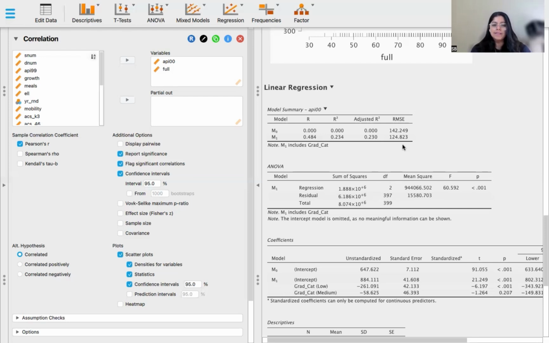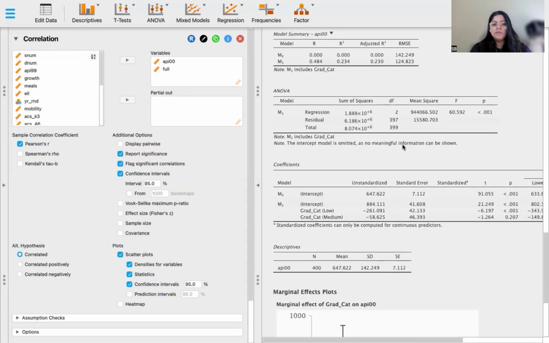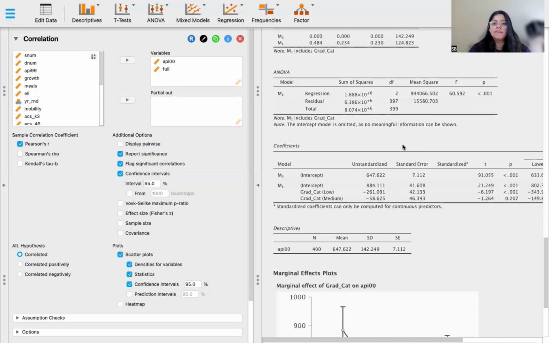So we can see that this model explains about 23.4% of the variance in student performance using the categorized grad school variable. Now, moving to the ANOVA table, we see that our F stands at 60.592 and our p-value is less than 0.001. So this means that this model is statistically significant, and grad cat significantly predicts the API 00 column.